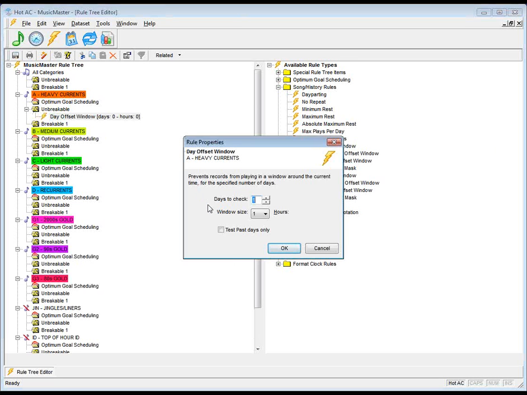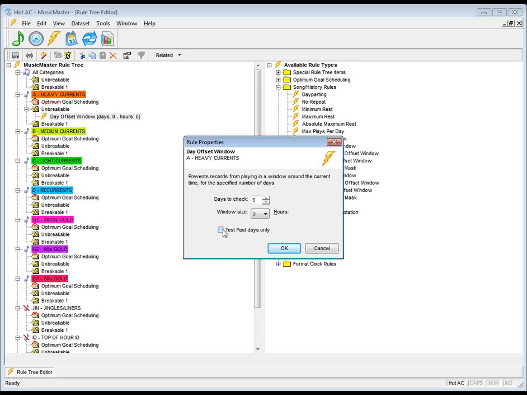The most basic setting for day offset window is days to check of 1 and a window size of 1 hour. But you can expand this to multiple days and a wider window of hours. So if we were to use a 3-day, 3-hour window, this is saying look at the last 3 days as well as the next 3 days, and the window size is 3 hours focused around the hour in which we're scheduling. If we're scheduling 9 a.m., the 3 hours would be 8 a.m., 9 a.m., and 10 a.m.